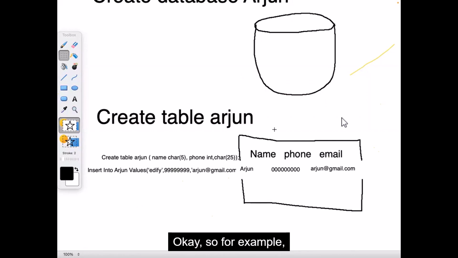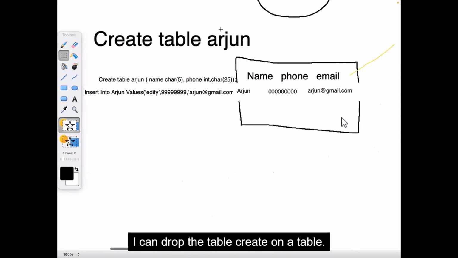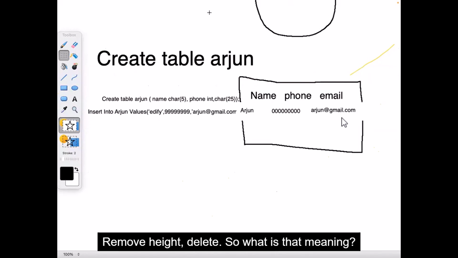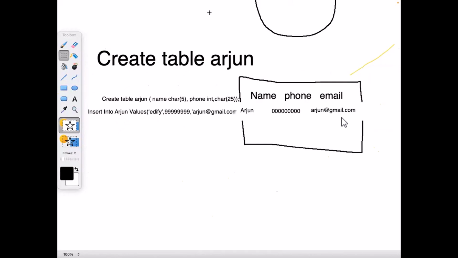So for example, I can drop the table. Create a table. Drop the table means, yesterday we have discussed on it, right? Remove, hide, delete. So what is that meaning? Remove, hide and delete. The values need to be removed, the structure will be the same. The table will be.